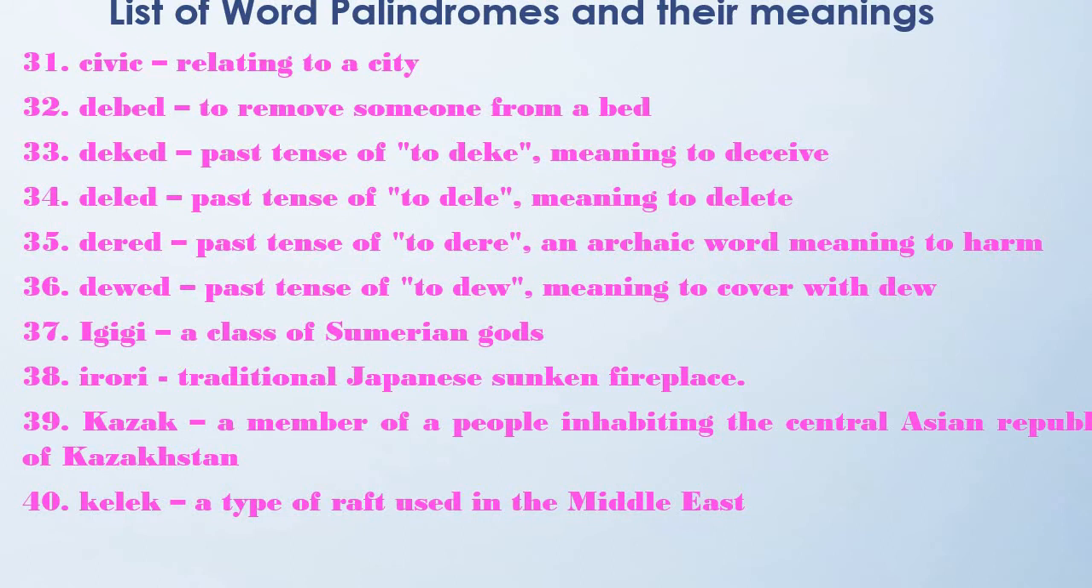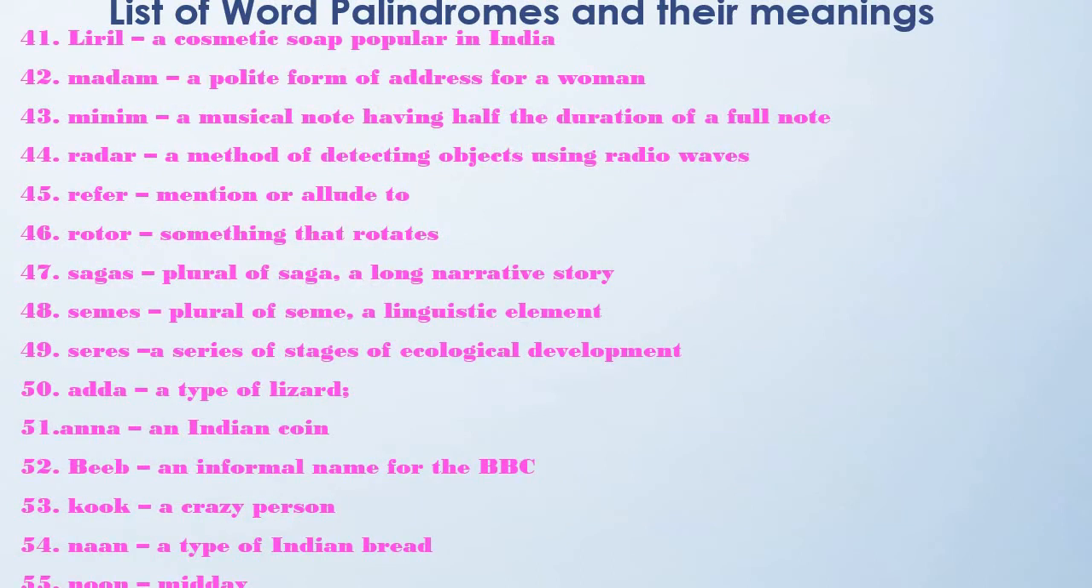Igigi is a class of Sumerian gods. Irori is the traditional Japanese sunken fireplace. Kazakh is a member of a people inhabiting the Central Asian Republic of Kazakhstan. Kelek is a type of raft used in the Middle East. Lirtil is a cosmetic soap popular in India. Madam is a polite form of address for a woman. Minim is a musical note having half the duration of a full note.